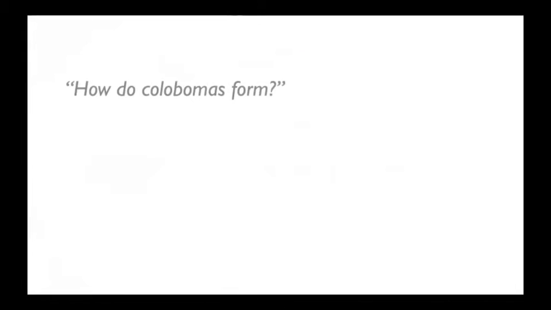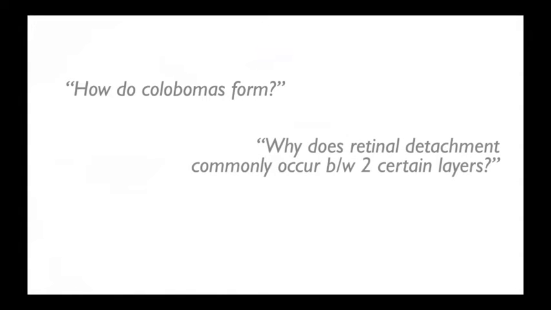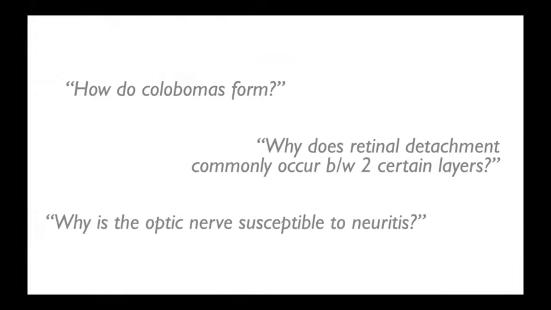Whenever we read about topics, we may hear the word coloboma, and we may question how colobomas form. And whenever we read about retinal detachment, we always see that the detachment occurs between two certain layers. I'll be mentioning what layers, and why the retinal detachment occurs as well. And why exactly is the optic nerve susceptible to neuritis, and not any other nerve? We'll learn that if we know the embryology.